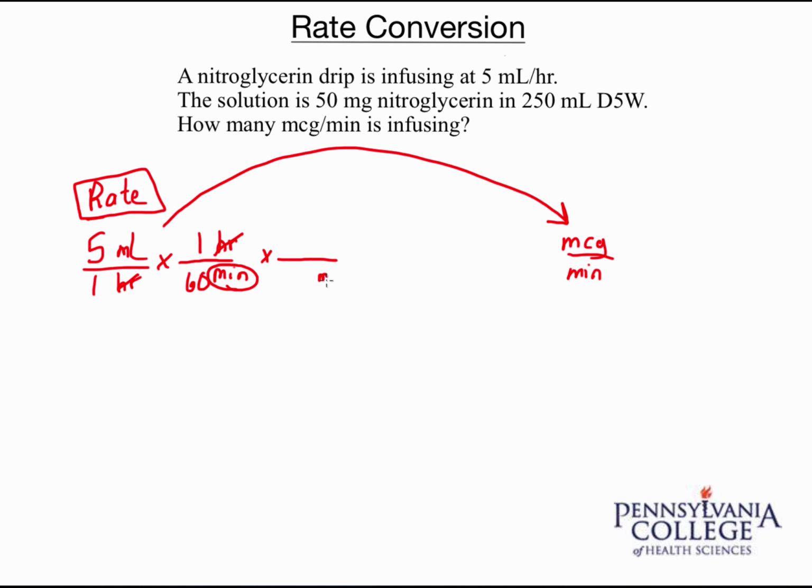I'm going to eliminate milliliters by writing it in the denominator of another factor. And I'm going to go from milliliters to milligrams because that's what I know in this example. I know the ratio of milligrams to milliliters. There are 50 milligrams of nitroglycerin in 250 milliliters. What would happen is that the milliliters will cancel. If I were to stop right now, I would know the total number of milligrams the patient's receiving every minute.